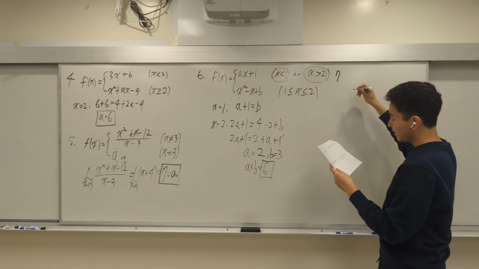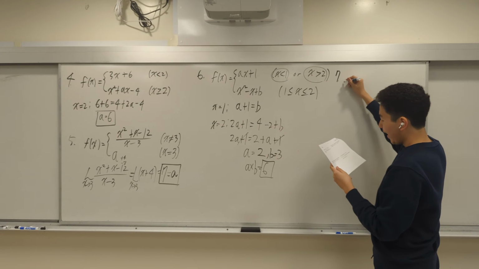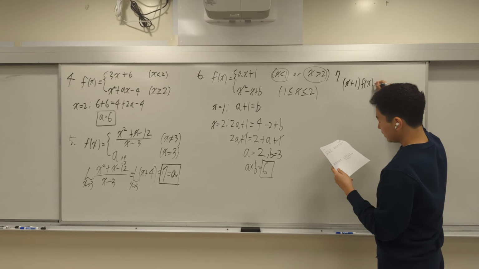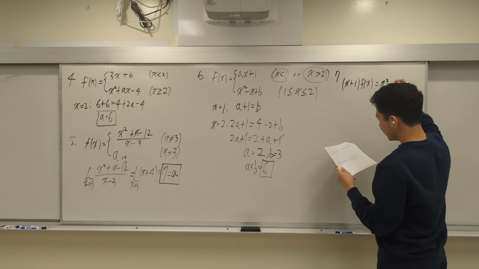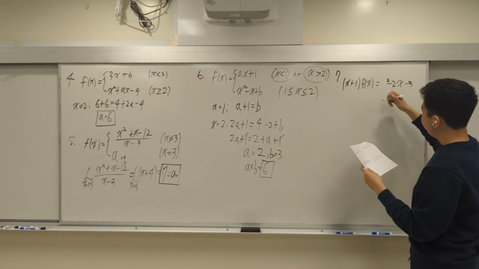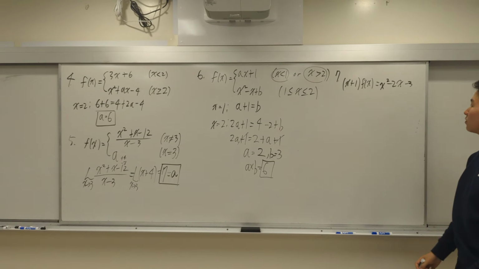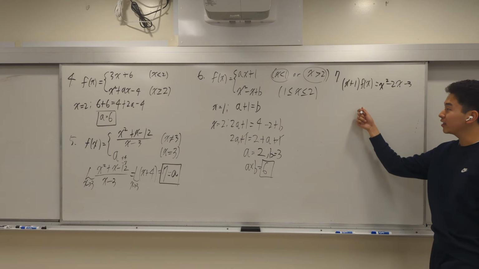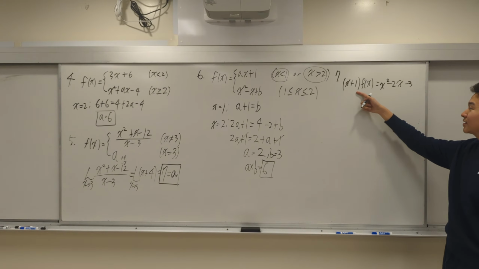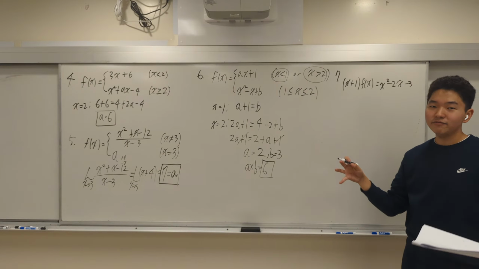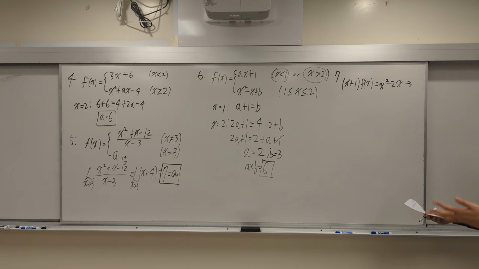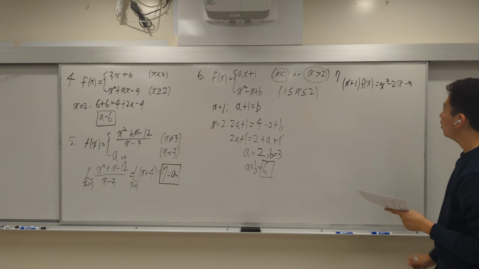Function f of x is continuous on the set of all real numbers and satisfies x plus 1 times f of x equals x squared minus 2x minus 3. Find f of negative 1. Okay, so if you try to plug in negative 1, you'll notice that, to our disappointment, this x plus 1 term goes to 0, sending this entire thing to 0, and we never really know what f of negative 1 is. So we can't plug it in and exactly get what we want.